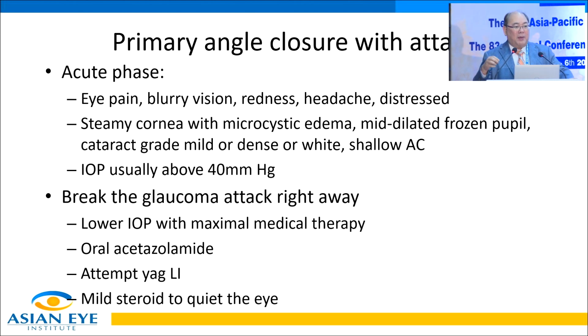So, the problem is when they go into an attack. When they go into attack, the acute phase is the most difficult time because they have pain, blurry vision, redness, headache, the patient's panicking, distressed, and then when you see them, microcystic edema, frozen pupil. The cataract may not be dense at this time, but the AC is shallow and usually the IOP is very high, 40, 45, 50. So your goal, if you see them the first time, is to break the attack.